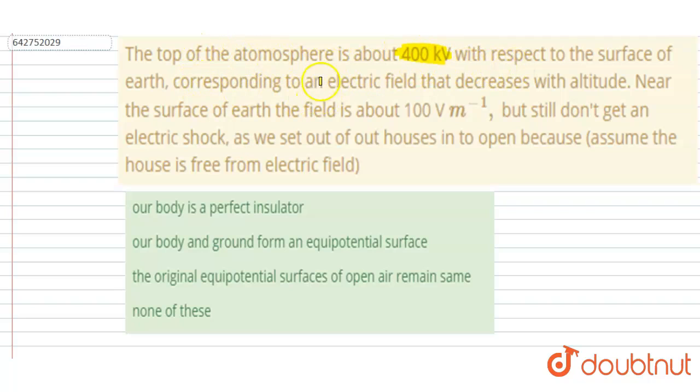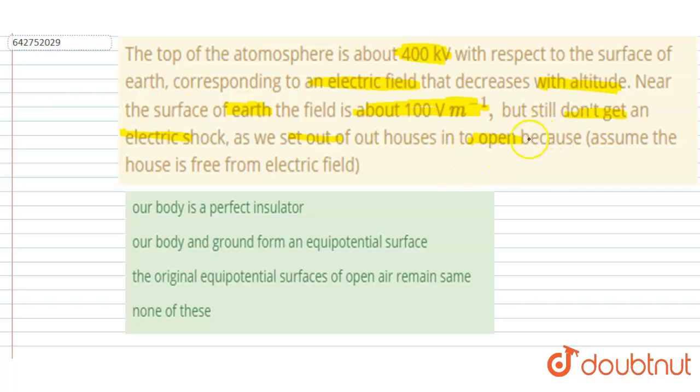The top of the atmosphere is about 400 kilovolt with respect to the surface of the earth, corresponding to an electric field that decreases with altitude. Near the surface of the earth, the field is about this, but still we don't get an electric shock as we step out of our house in the open. So you have to find out the reason.